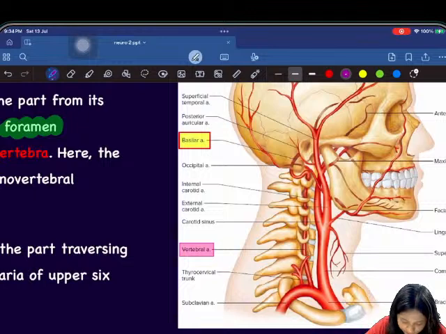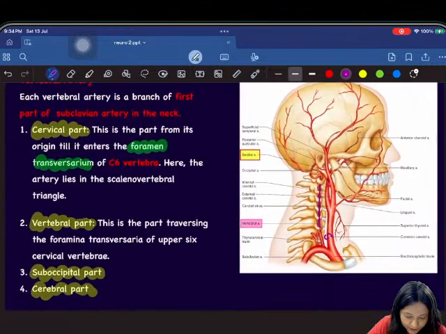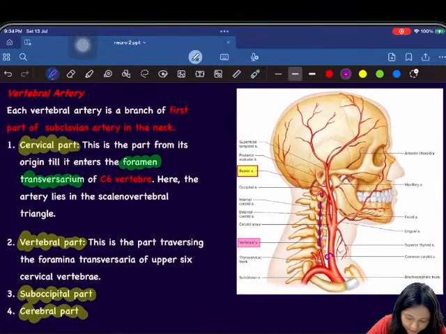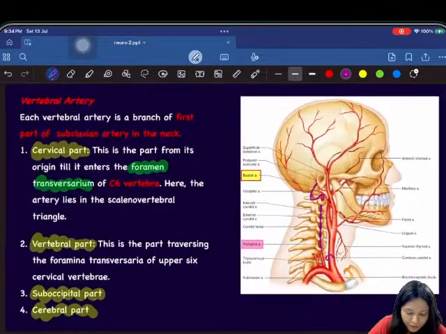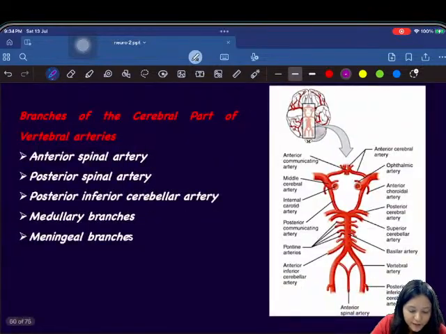So this is C7, and it is not entering through the foramen transversarium of C7, but it is entering from C6. That is the cervical part. Then you have a vertebral part, then a suboccipital part, and then a cerebral part. We are mostly concerned with the cerebral part, as I told you.